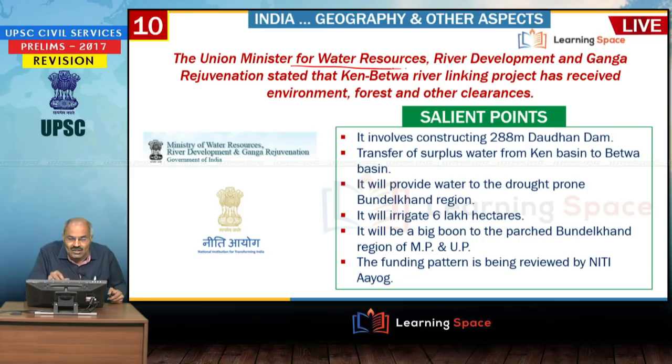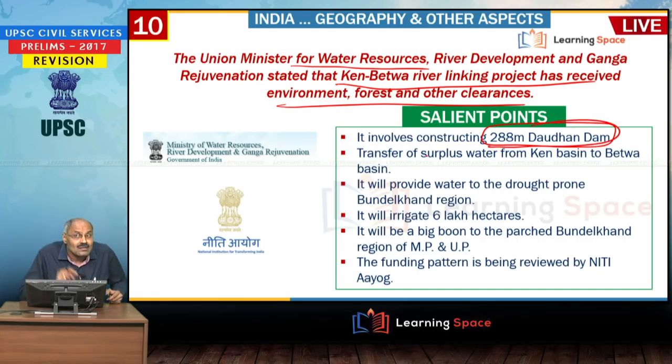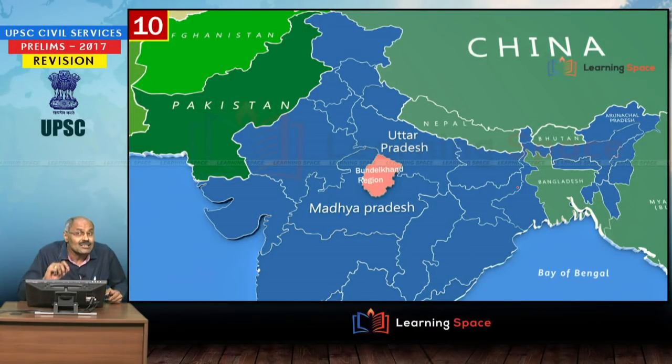The Union Minister for Water Resources said that the Ken-Betwa river linking project has received several clearances. Ken river and Betwa river are tributaries of the Yamuna river, most important, and the project involves a 288 meter Daudhan dam and transfer of surplus water from the Ken basin to Betwa. Then it will provide water to the drought prone Bundelkhand region. The Bundelkhand region spreads across Madhya Pradesh as well as Uttar Pradesh.